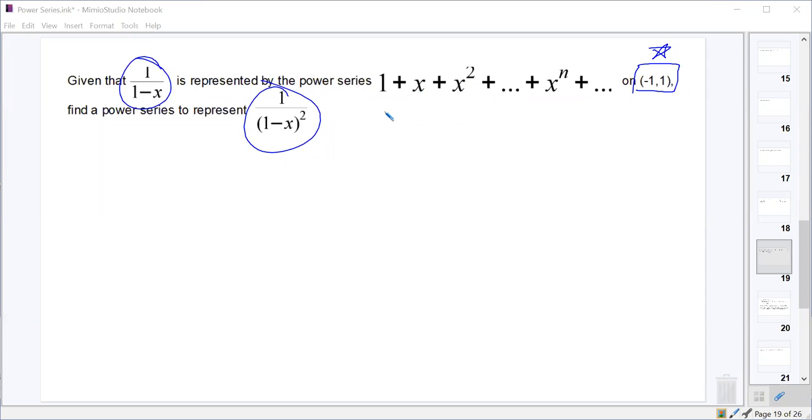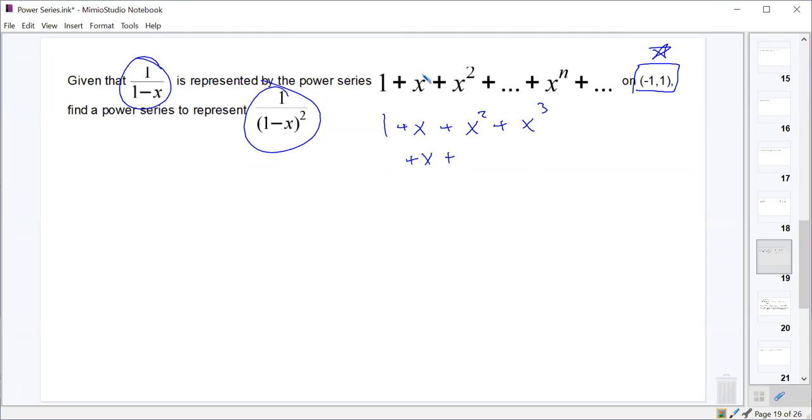If we did that, let's think about that. The 1 times the 1 would give us a 1, and the 1 times the x would give us an x, and the 1 times the x squared would give us an x squared and an x cubed, right? And we'd end up with the same series again, but then when we did the x, we'd have an x times the 1 first off, which would give us what? Another x.